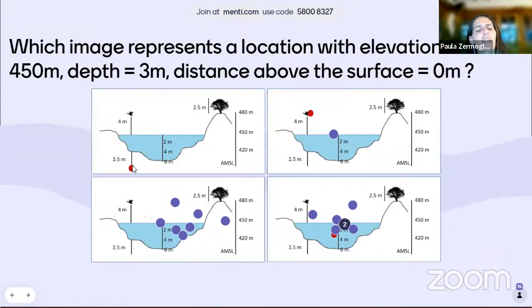Do you all understand this case? If you have questions, this is the moment.